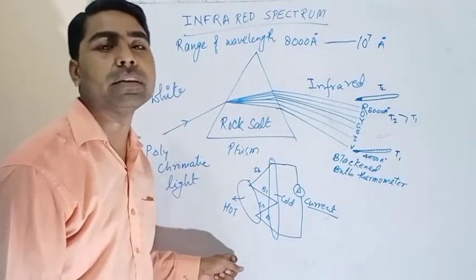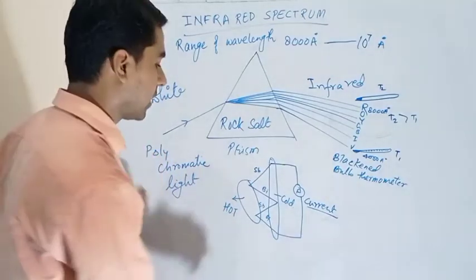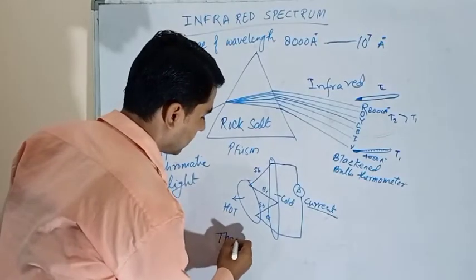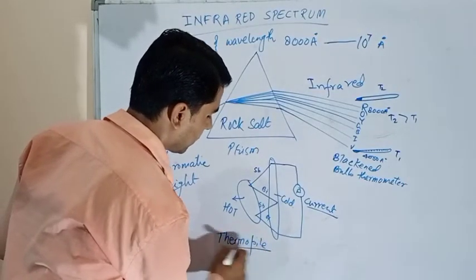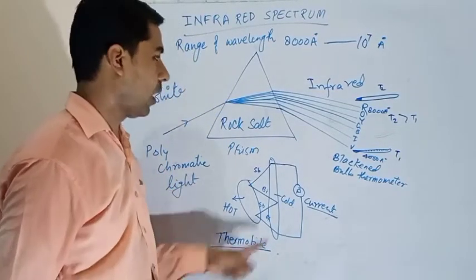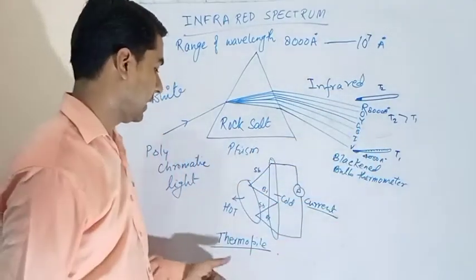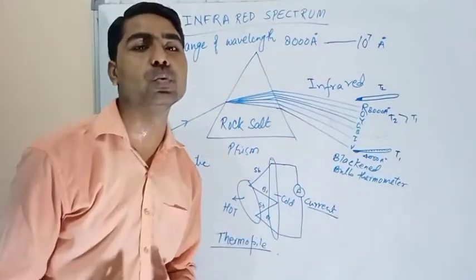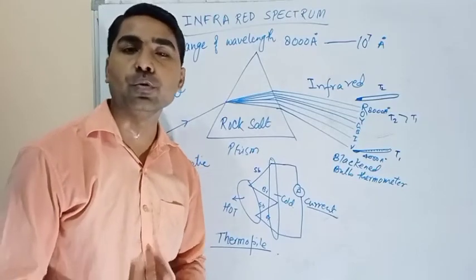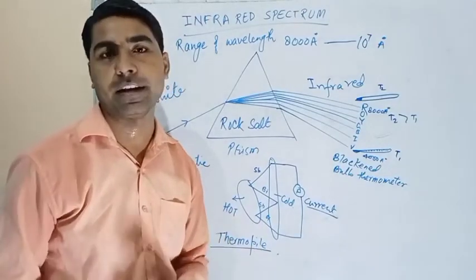So what is the name of this device? This device name is thermopile. So remember the two names. One is the blackened bulb thermometer. Second is the thermopile. These are the two devices which can be used to detect the infrared spectrum.